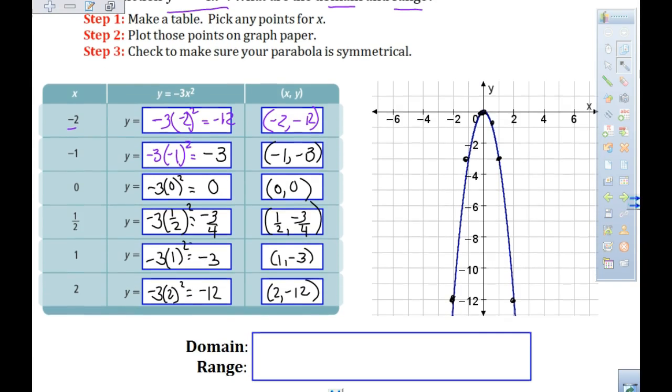So the domain, what kind of x numbers could you continue to put in? What kind of x values can I think of that I could use in this? Could I use negative 720 for x? It'd be an ugly number on my graph. Can I use 503? Could I use 5.792? So what kind of numbers are we talking about for our domain?